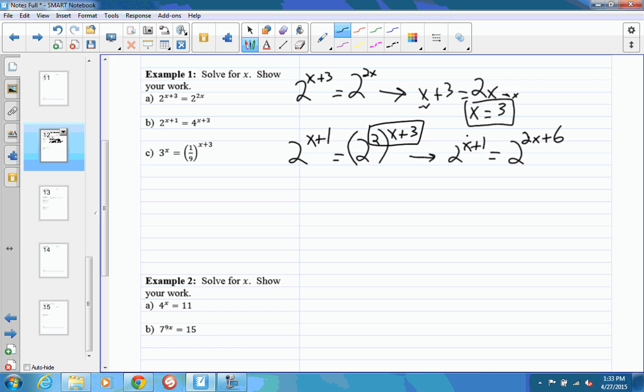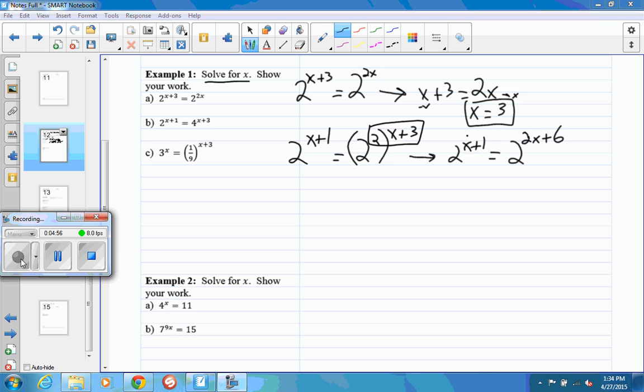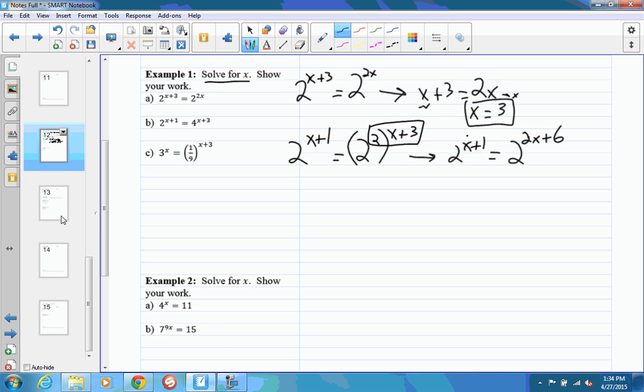We're not done. I still have to solve for x. But now are my bases the same? Yeah. So now I'm going to rewrite this without my bases and just say x plus 1 equals 2x plus 6. I can say my exponents have to be equal. So solve for x. Negative 5. Subtract x from both sides, subtract 6 from both sides.